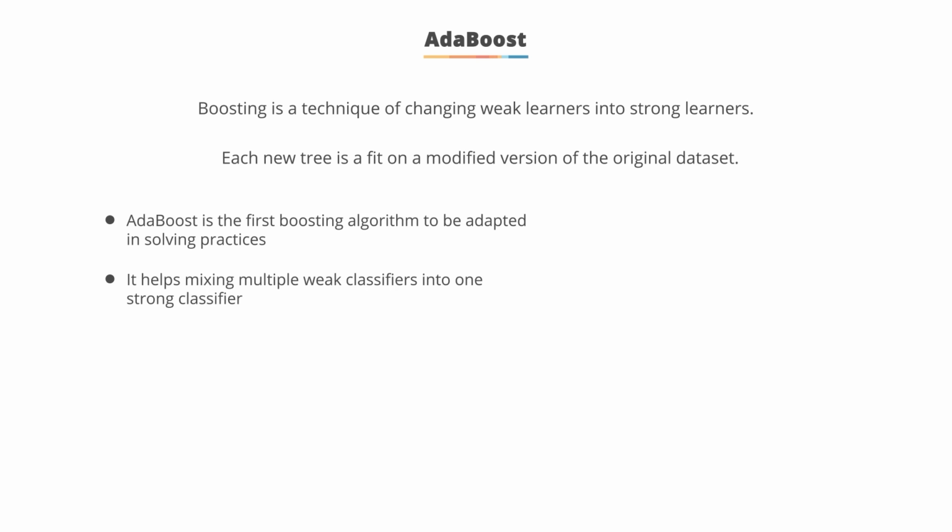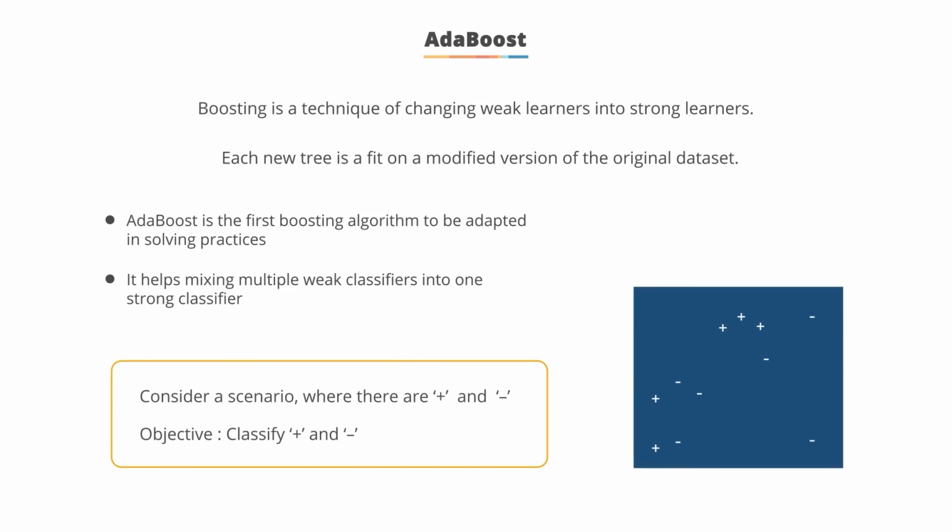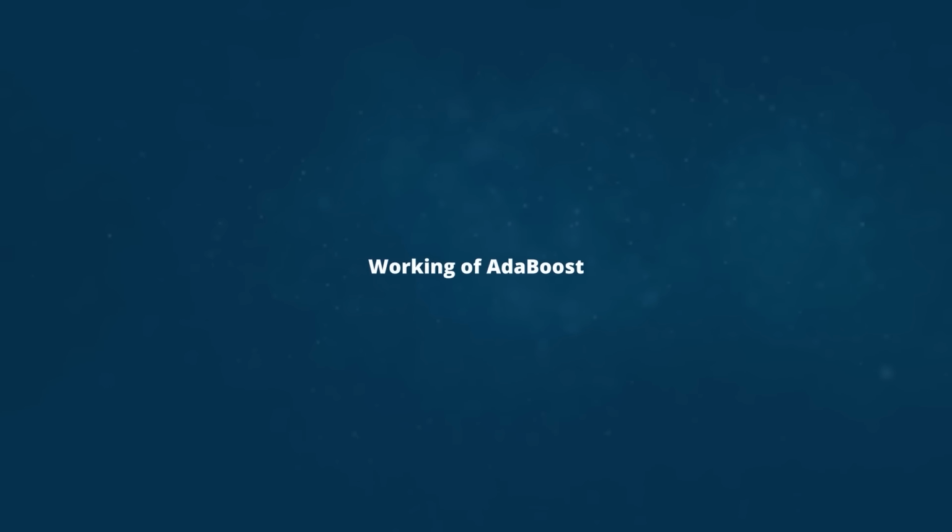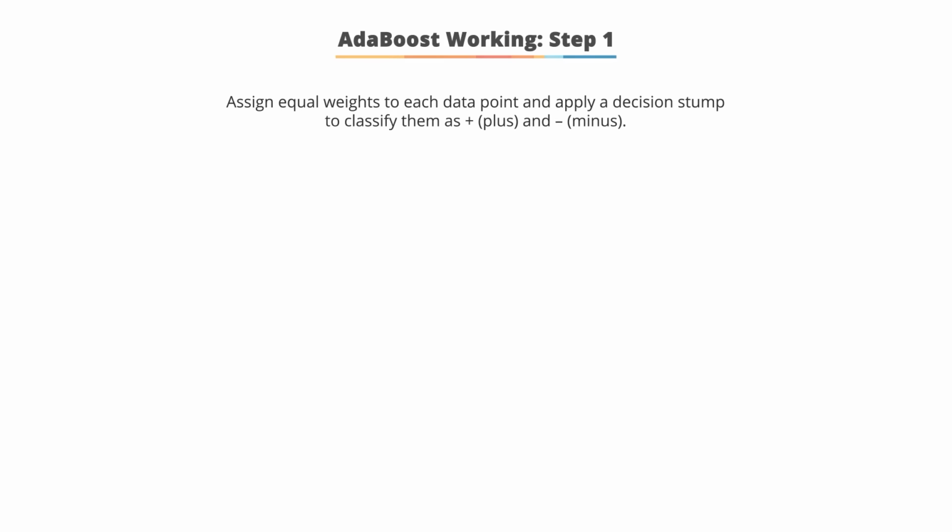Let's understand this through a scenario. Consider a scenario where there are plus and minus symbols indicating the data points. We will try to understand the AdaBoost workflow. Working of AdaBoost. So the first step is to assign equal weights to each data point and apply a decision stump to classify them as a plus or minus.